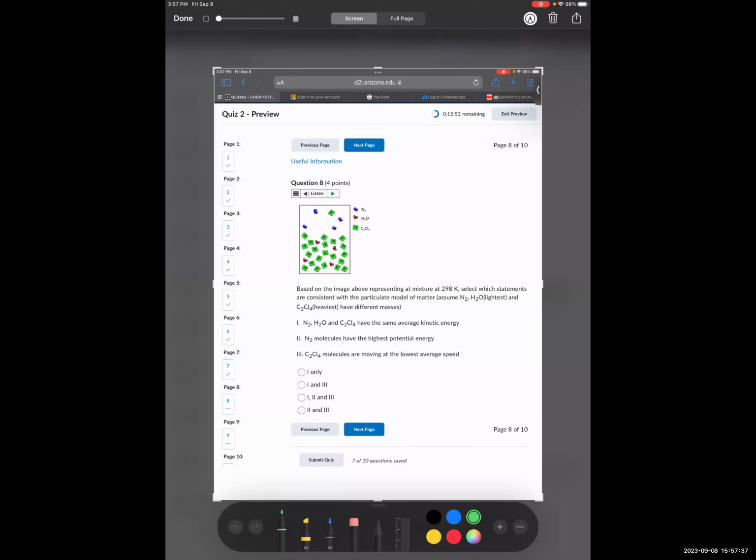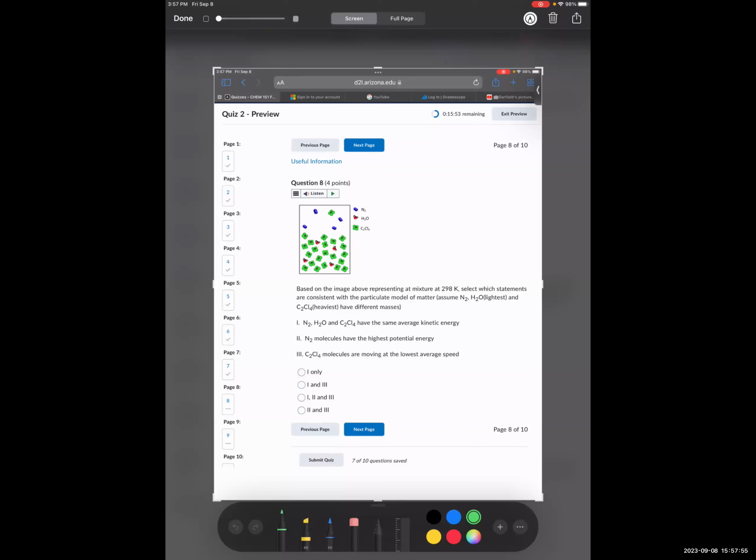N2, H2O and C2Cl4 have the same average kinetic energy. Yes. Same temperature means the same average kinetic energy per particle. Therefore, that is correct. Option 2, nitrogen molecules have the highest potential energy.